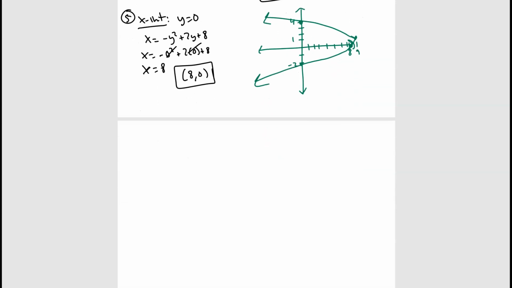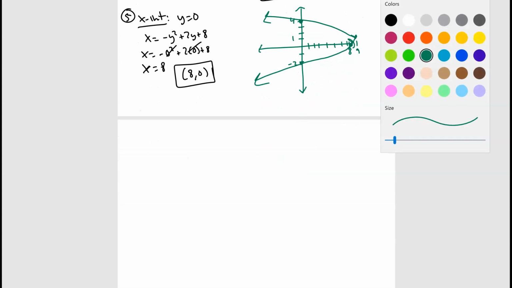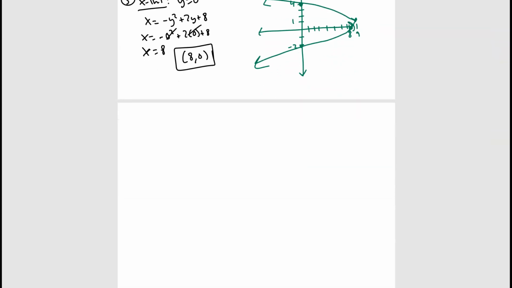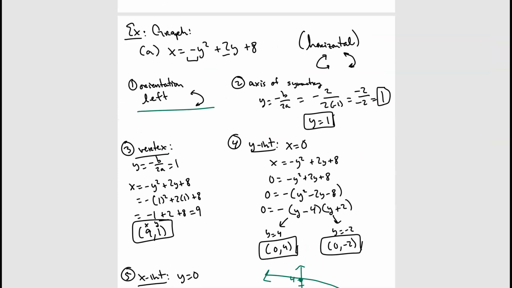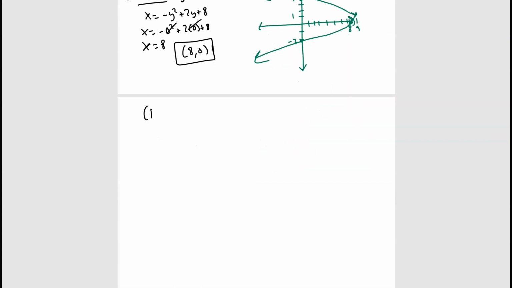Okay, so now let's do one last problem. So let's say this was part A, now let's do part B. So let's say we still want to graph x is equal to 2y minus 2 squared plus 1. So the first thing that we want to look at is orientation. And if you see, the orientation in this case is positive. So it's positive, so it's going to be opening up to the right.